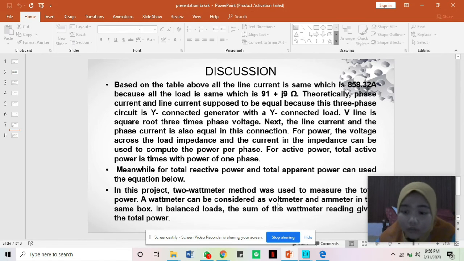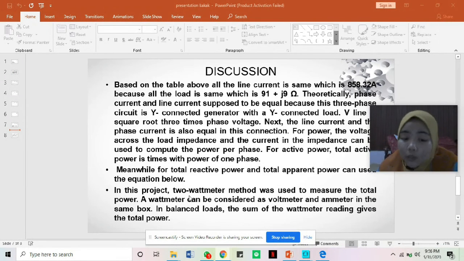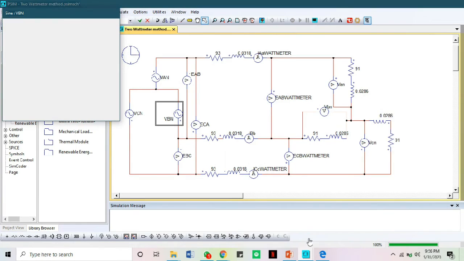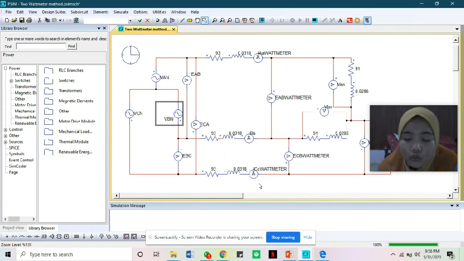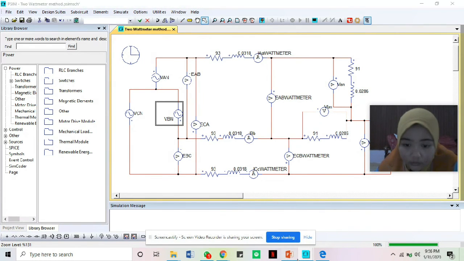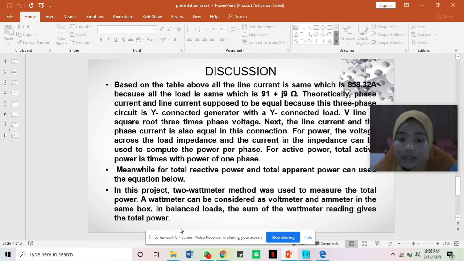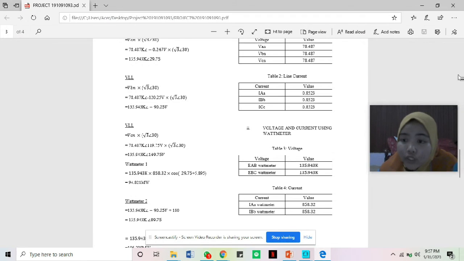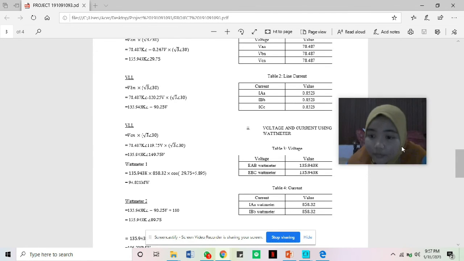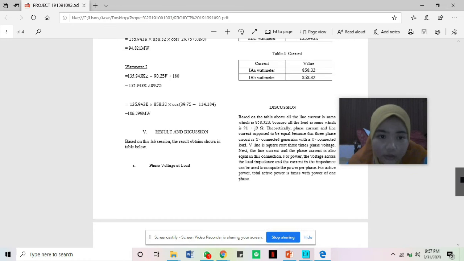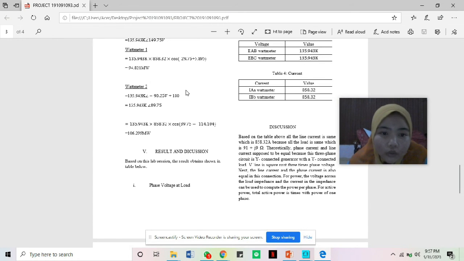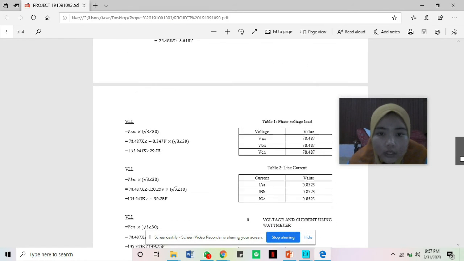As I showed you before, in this project the 2 wattmeter method was used to measure the total power. A wattmeter can be considered as a voltmeter and ammeter in the same box, like this one. One box, so 2 boxes for 2 wattmeters. In a balanced load, the sum of the wattmeter readings gives the total power. I showed you in my calculation, this one. Wattmeter 1, I get 1 power. Wattmeter 2, I get 1 power.